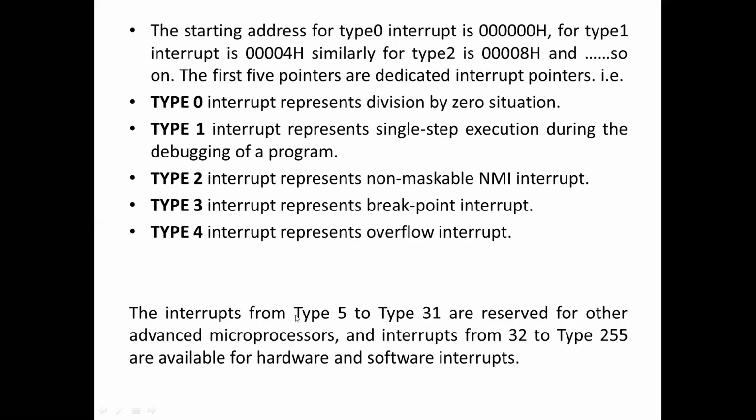For overflow, there is the instruction INTO also. There are a few more examples of interrupt instructions. HLT is the halt instruction. WAIT is used if the peripheral device is slow in operation, then the wait interrupt is used. Now type 5 to type 31 are reserved for other advanced microprocessors.